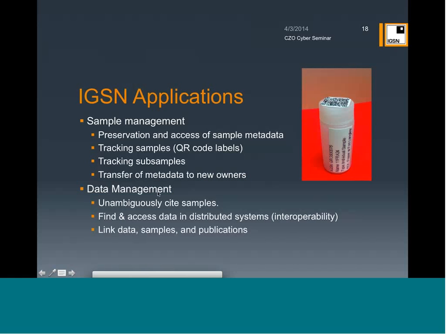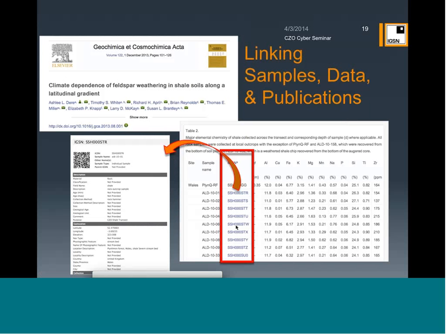In data management, the application is that you can unambiguously cite samples, find and access data in distributed data systems, and link data, samples, and publications. I talked about that before. But I wanted to show you an example here, which is actually a publication from one of the critical zone observatories.